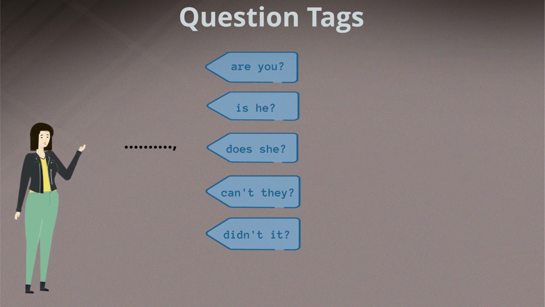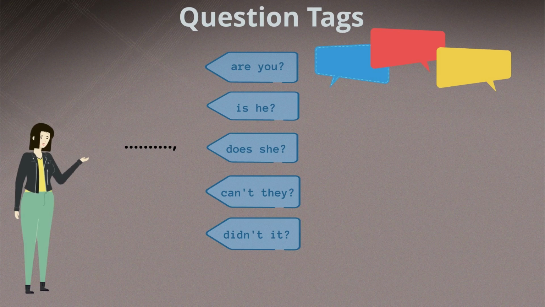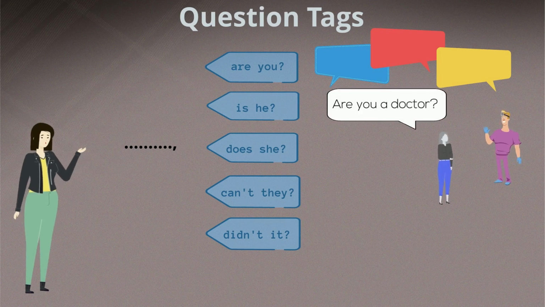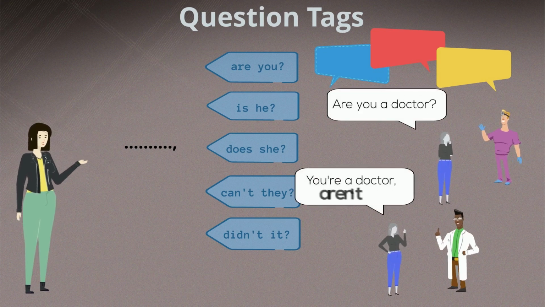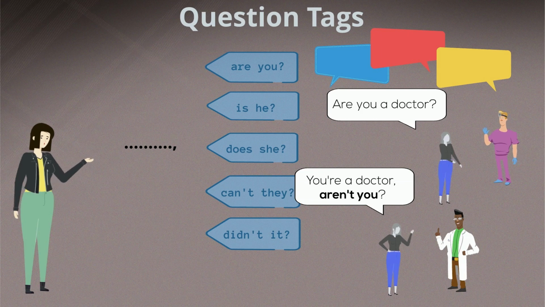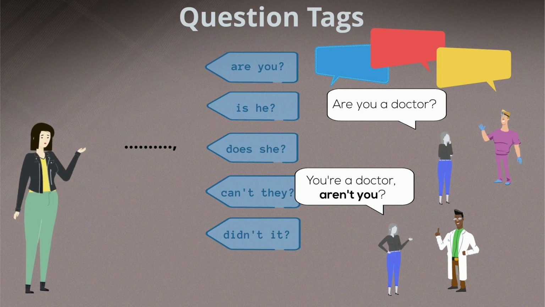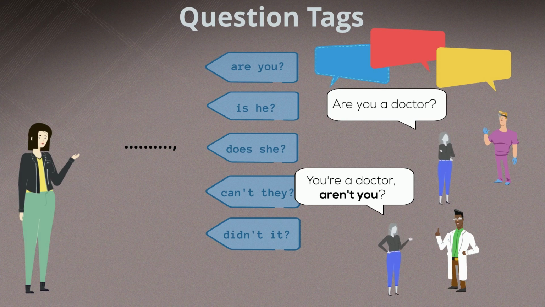Question tags are very common in spoken English. Most often, we use them when we think we know the answer and want confirmation. Compare these questions. Are you a doctor? And, you're a doctor, aren't you? The speaker has used a question tag in the second question because she is pretty sure that the other person is a doctor, and just wants confirmation. Now, let's look at how we form question tags.